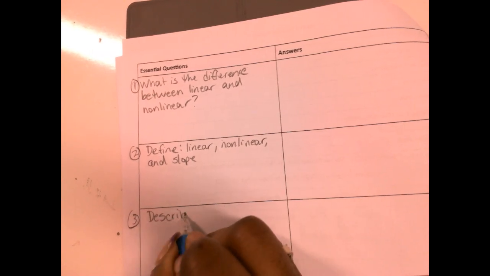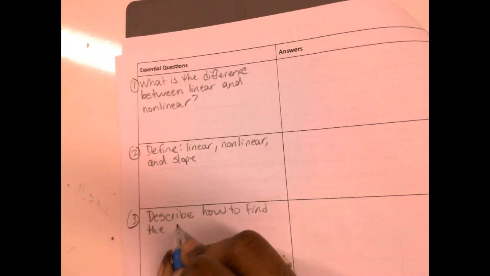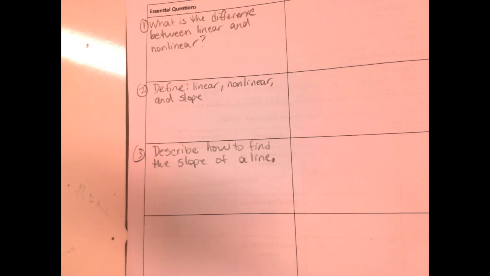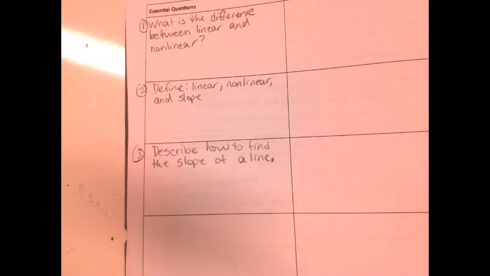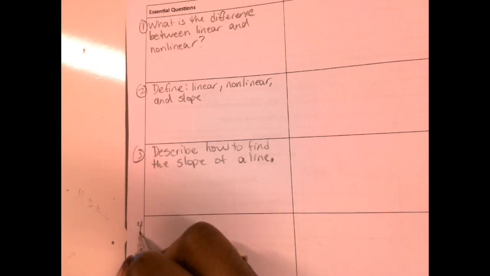Essential question 3 is describe how to find the slope of a line. Essential question 4 is describe how to find the slope given 2 points or table values for a line. We need to know that the points they give you create a line, and those table values also create a line.